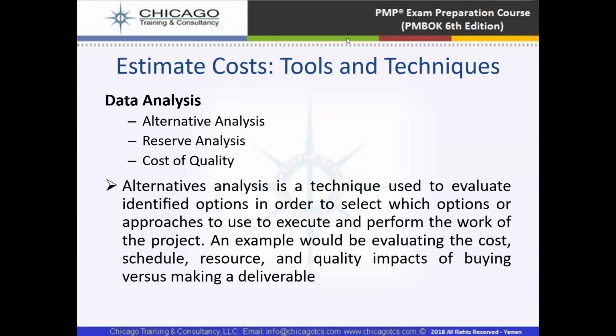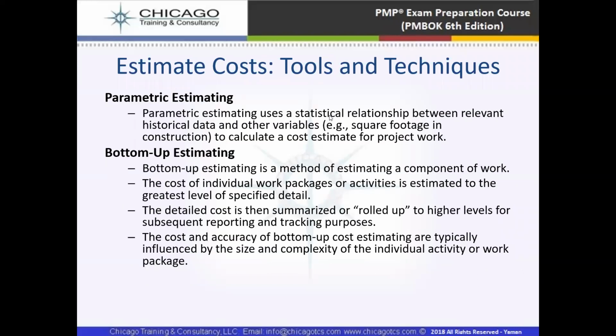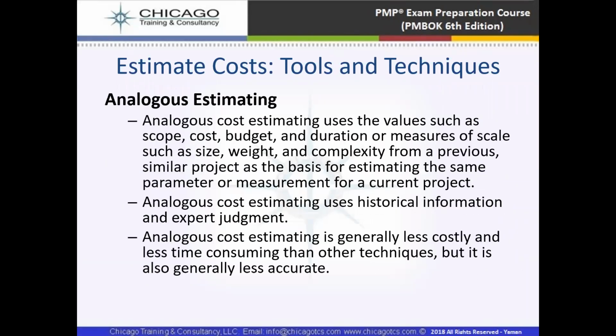Okay, I received one message here. Let us see. Parametric and bottom-up to be explained again, please. Okay, let me go back. Let me start from the analogous estimation. Analogous estimation means we are estimating the cost based on previous similar projects. So what will happen if we estimate the cost based on previous similar projects? It will consume less time and less cost from us to estimate by analogous estimation. Analogous means previous similar historical data.